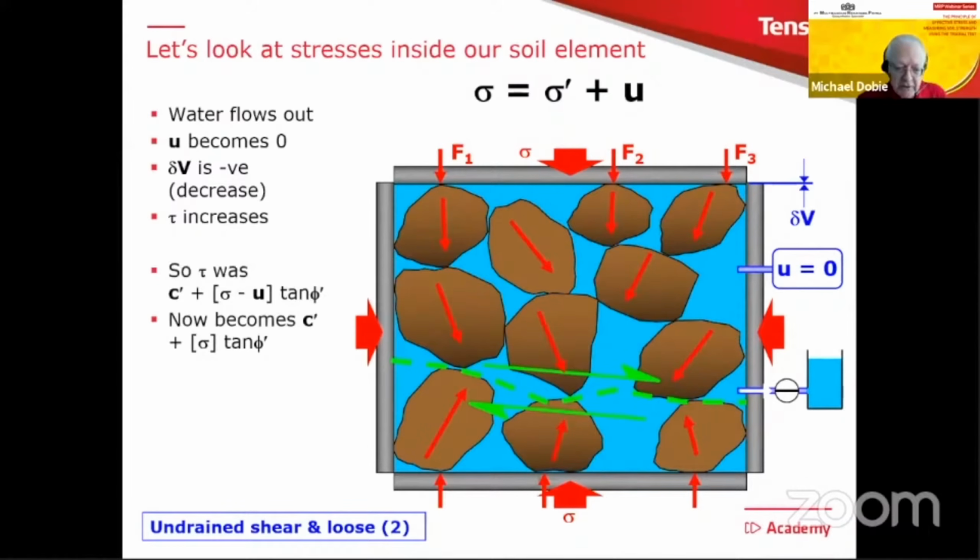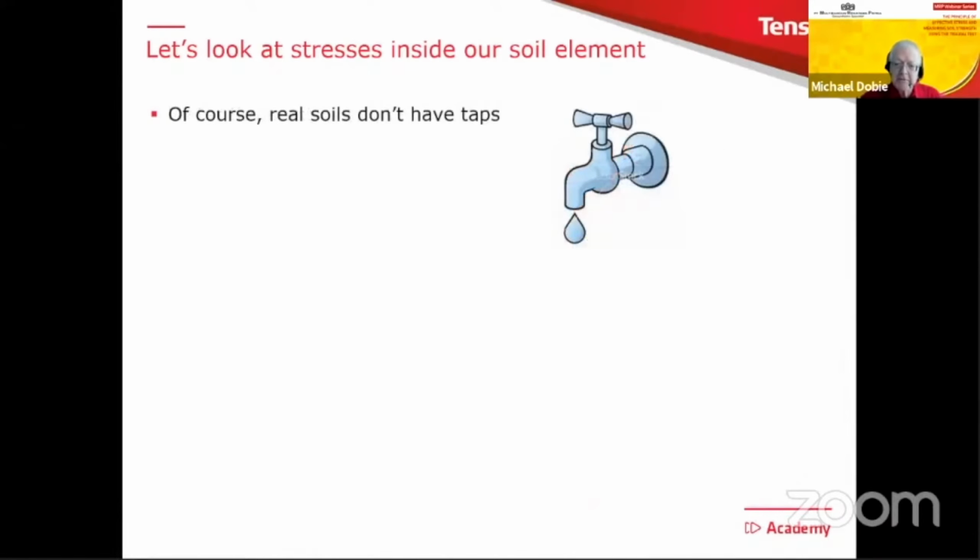So the shear resistance used to be c' plus (sigma minus u) times tan phi'. That now becomes c' plus sigma times tan phi'. So we get an increase in strength. So that is the end, I think, of this little description of what happens inside our soil element.